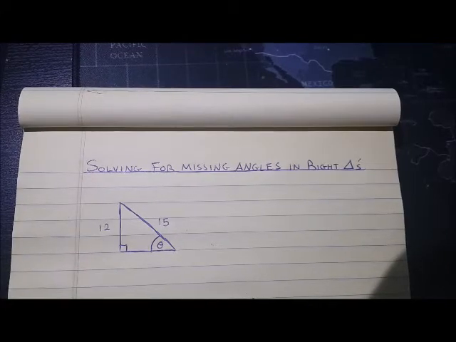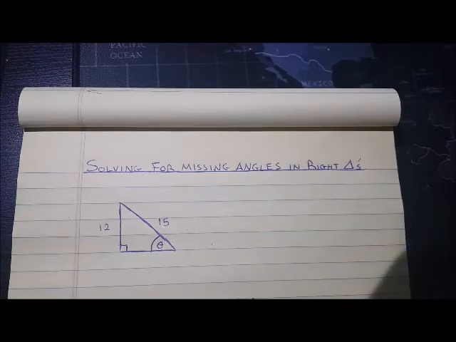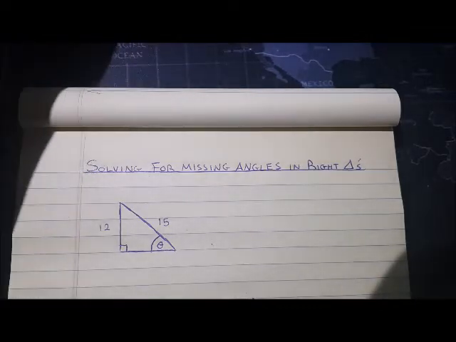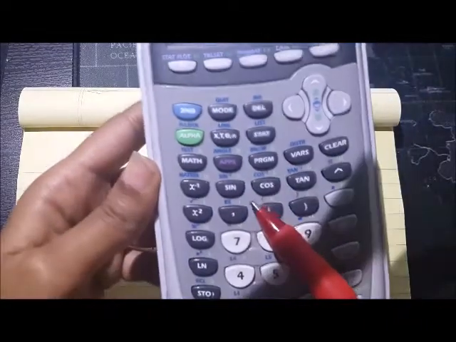Hey guys, so today we're going to talk about how to solve for missing angles in right triangles. Now, based on the previous video, we're pretty much familiar with how to solve for missing sides of right triangles. So now we're going to end up using what we call the inverse functions on the calculator.